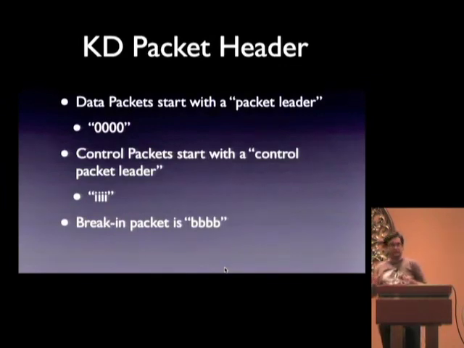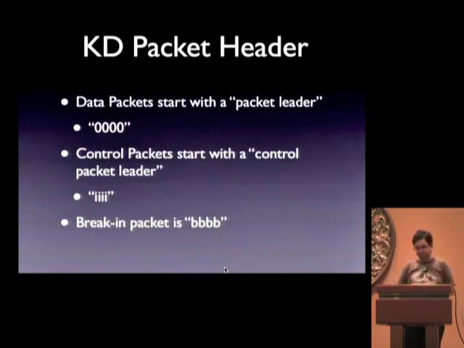Every packet has a header. And so this is a data packet, so a packet that has a state change or I/O or tracing or debugging. You get a packet leader, so that starts with 0000, and a control packet that starts with I in hex. And a break-in packet is BBBB. So actually for fun, if you know a machine is being debugged, if you know a machine is booting in debug mode, you plug in a serial port, you go BBBB, it'll just crash because it thinks you're trying to break in. It's going to wait for you to connect to it.